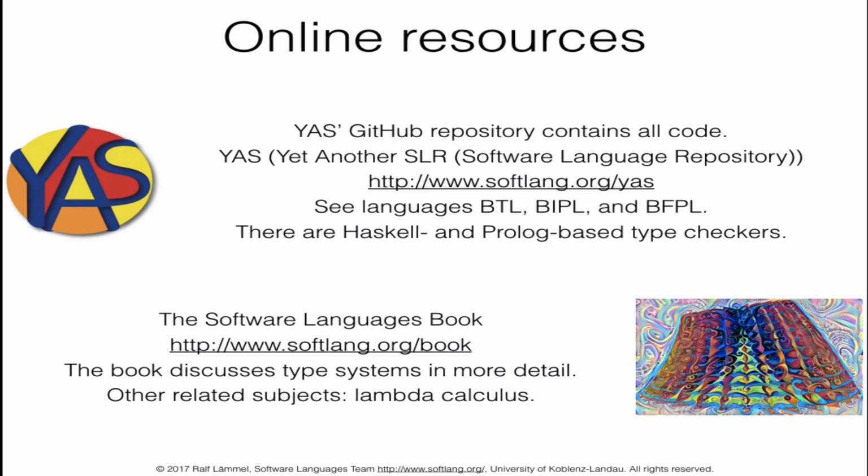So that's it. All the code for this presentation is online, so there are Haskell and Prolog based type checkers for the languages that we discussed, BDL, BIPL, and BFPL. And the software languages book holds a chapter on type systems where it goes into quite a bit more detail. And we will also cover lambda calculus at a later point, which is also an interesting subject with regard to typing. Thank you.